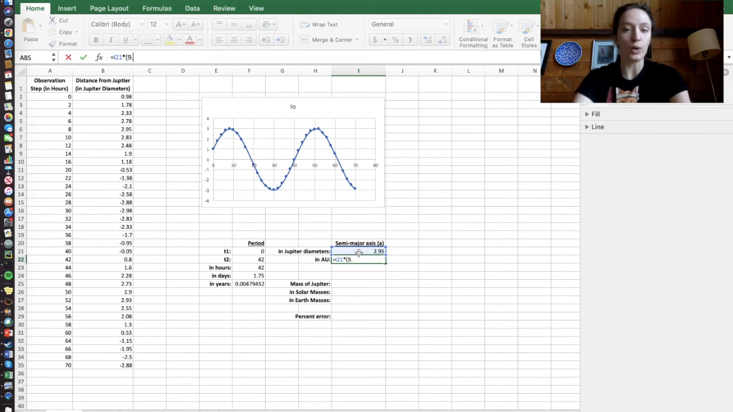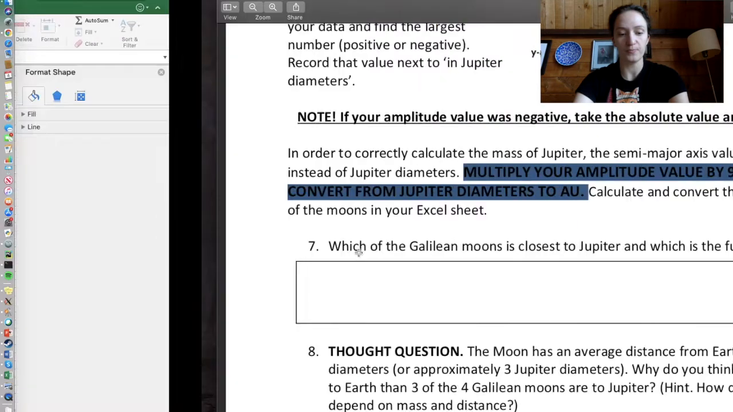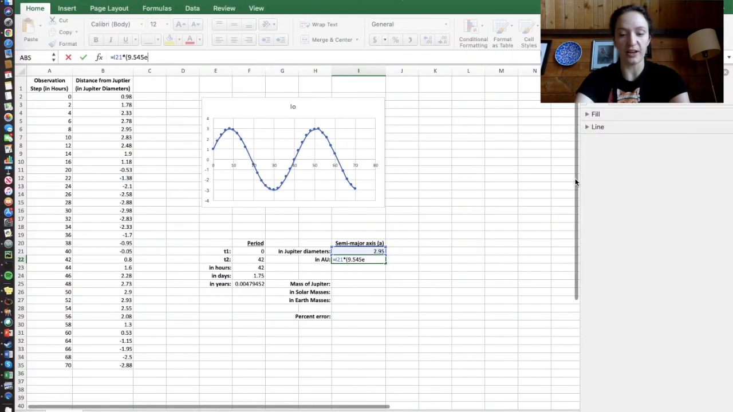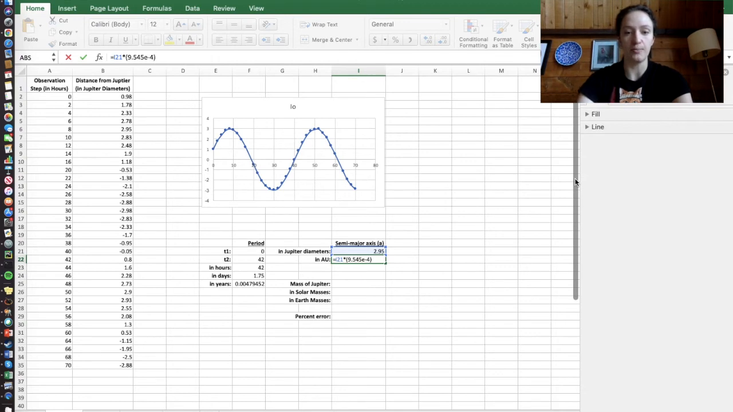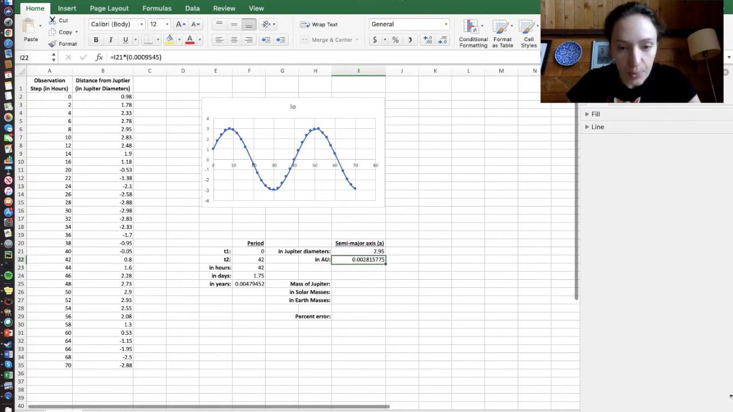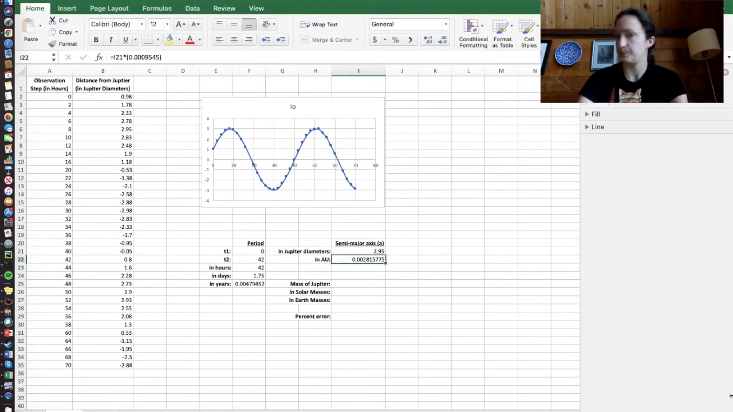9.545, and then the way you type it into Excel for an exponent, specifically for times 10 raised to whatever exponent, is your number, e, and then the exponent. So for us, it's negative 4, so I would do 9.545 e negative 4, close parentheses, enter, boom, there's my number, 0.0028. Great.